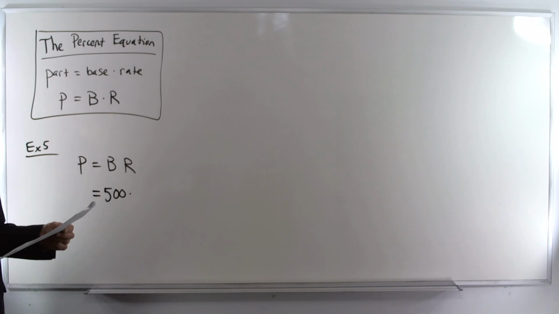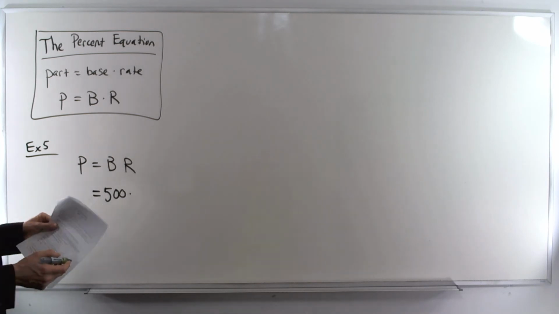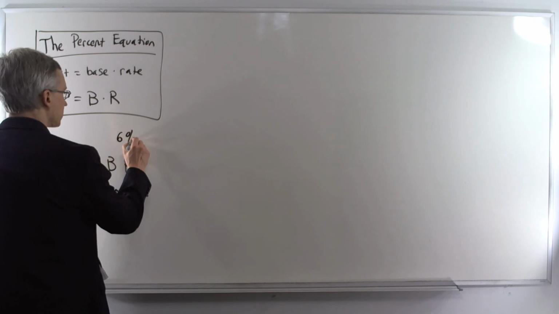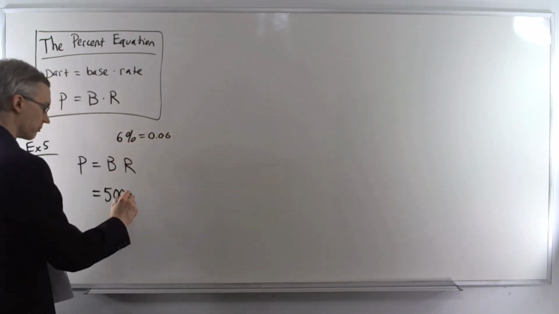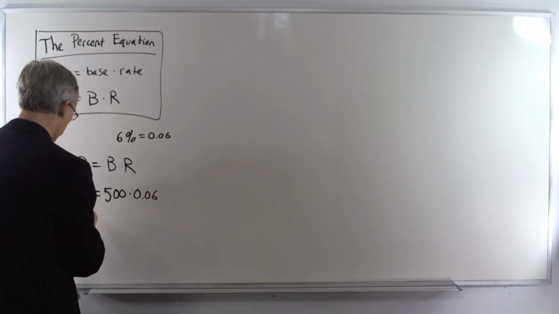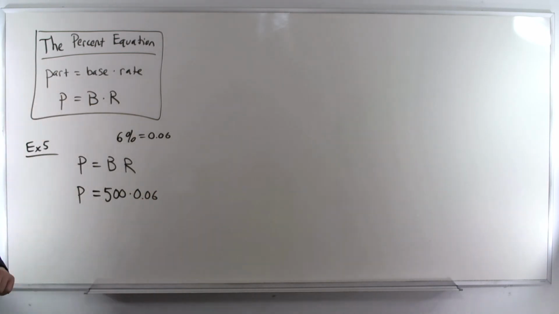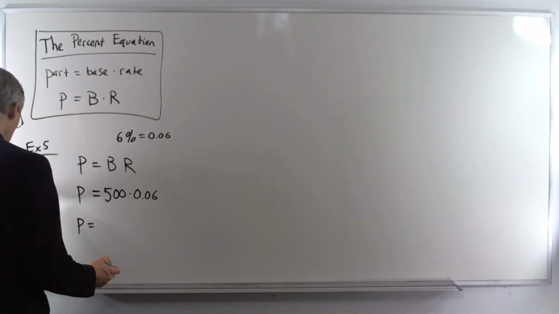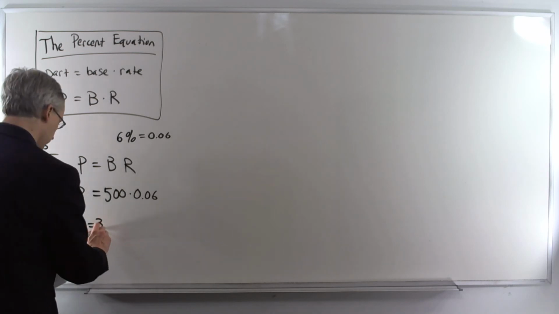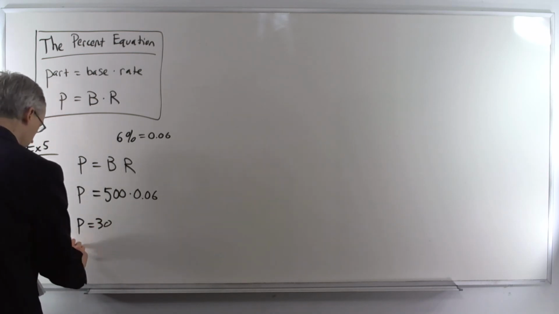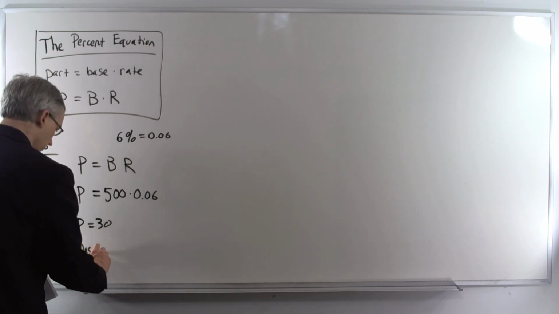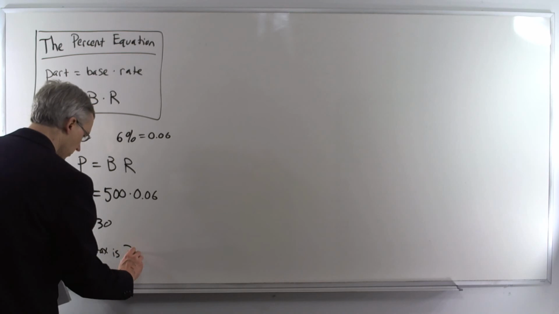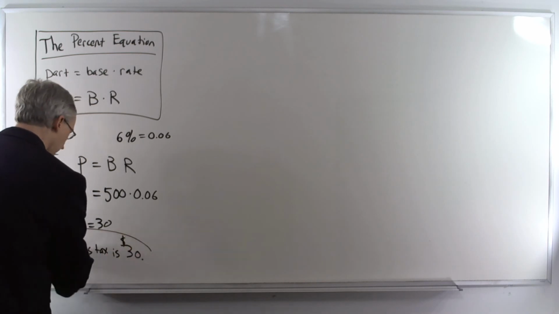We're also given, and this is the easiest one to see, if you're given a percent, you know that's the rate. So 6%, we're going to translate that into a decimal and then plug it in. So the part is 500 times 0.06. Multiply that out, and we get 30. So the sales tax on that guitar is $30.